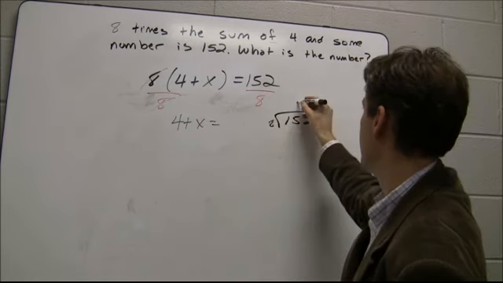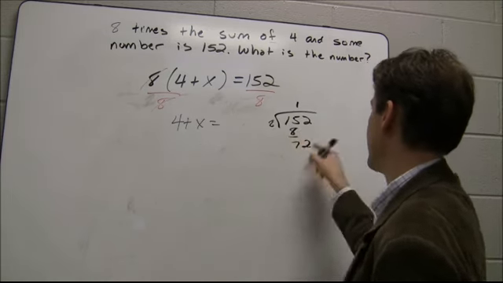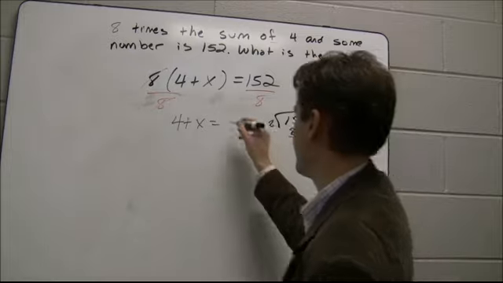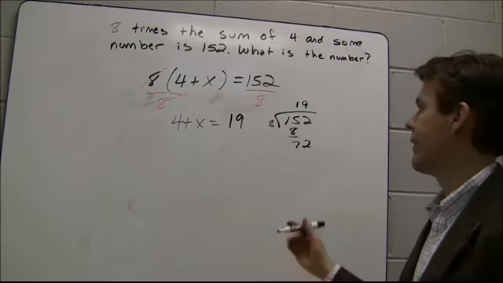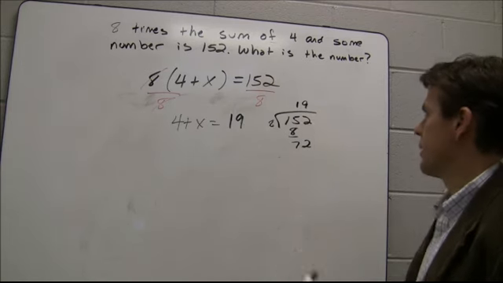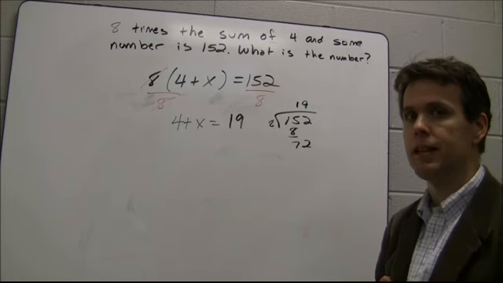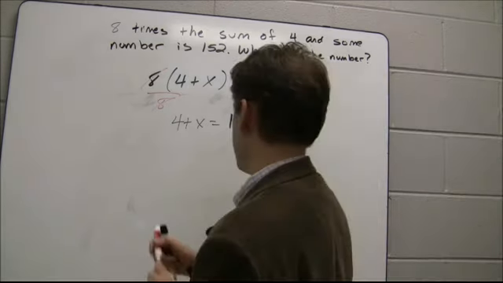You can certainly just use the calculator, or just use a good old division here. 8 goes into 15 one time. Bring down 2. 8 goes into 72 9 times. So we get 19. Okay? Who needs a calculator, right? We ought to be able to do basic arithmetic like this when numbers are relatively small, but it's okay if you use the calculator on these. One step away. So 4 plus x is 19.